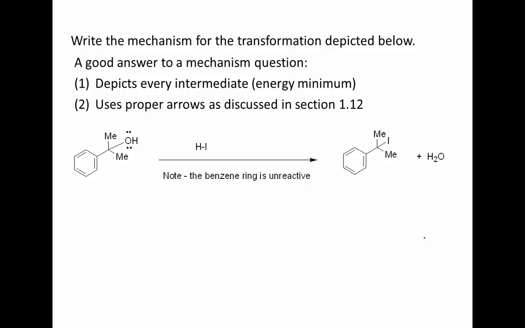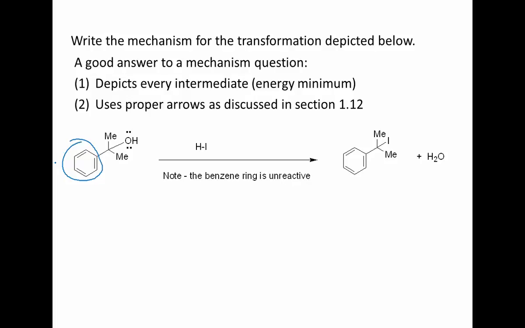Okay, here's a problem. Now, this is a very important problem. Write a mechanism for the transformation depicted below. And the mechanism really isn't that hard. It's just taking the mechanism we had before, and every place where you saw 3 methyl groups, you'll now have just 2 methyl groups and a benzene ring. Okay? And I actually sort of pointed that out to you here, that the benzene ring is unreactive.